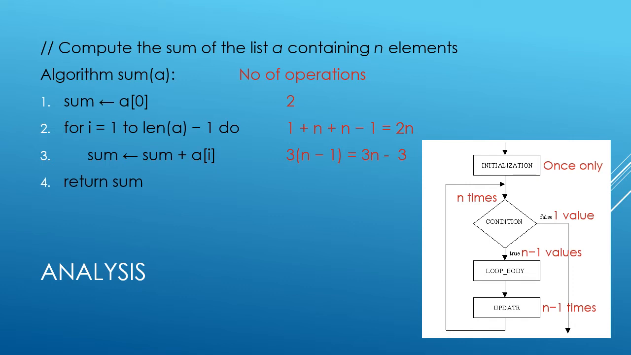In line number 4, we return the value of sum, which is just one primitive operation. Now I ask you for the total primitive operations. Add all of these and you get 5n. Look at this equation. The running time of this algorithm is 5n. When you increase n, the running time will increase also.